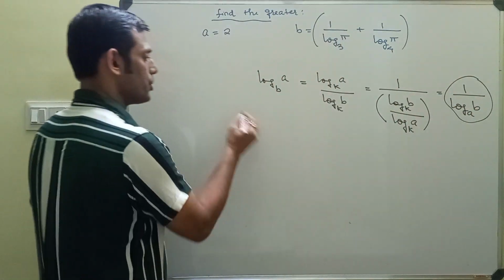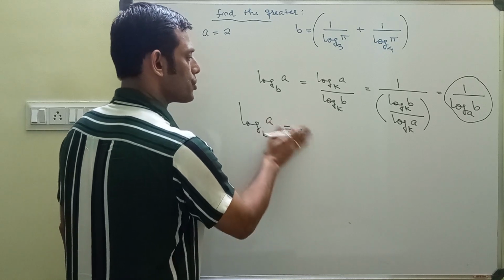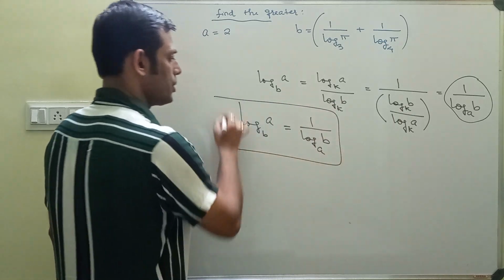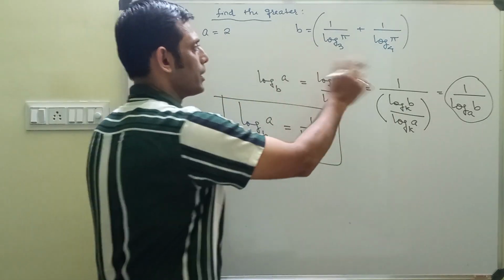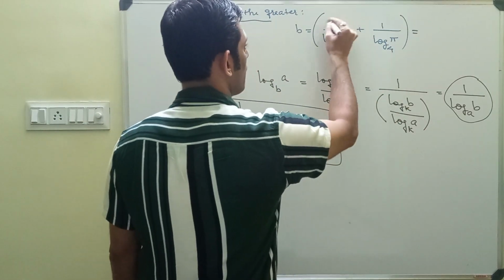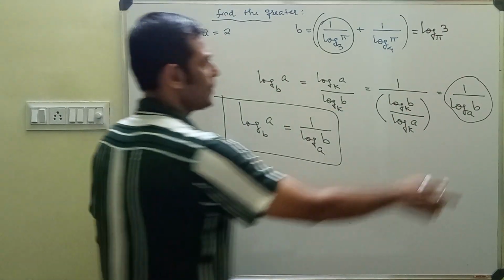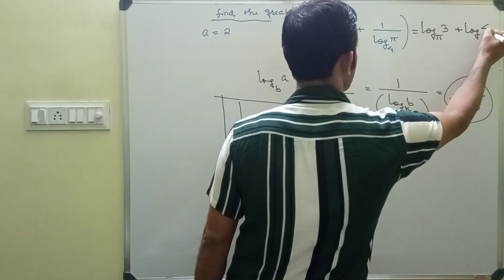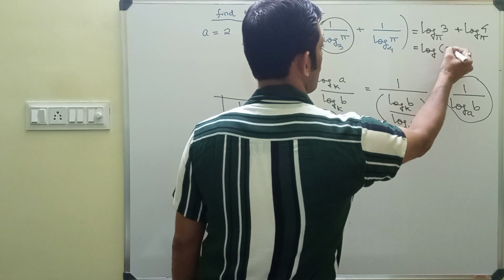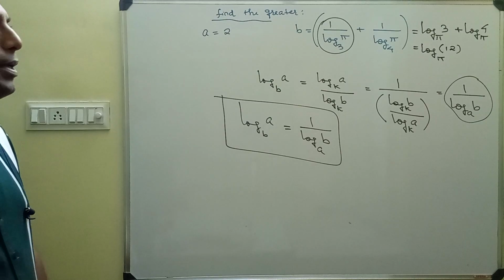Now look at this. You have a new transformation. Log A base B is equal to 1 by log B base A. This new transformation can be applied here, and therefore the value of B in this case would become log 3 base pi, and the other one would become log 4 base pi, and therefore this altogether becomes log 12 base pi. 3 into 4, 12. Log A plus log B equal to log AB, the product rule.